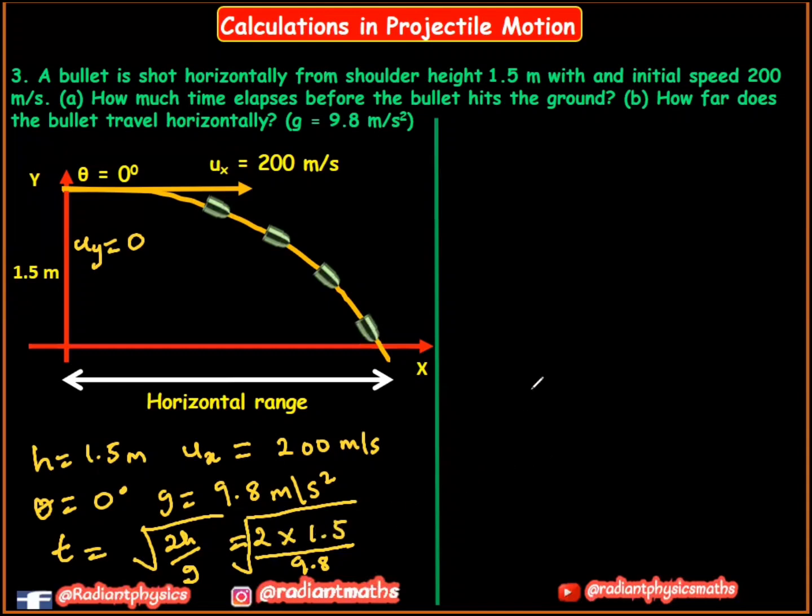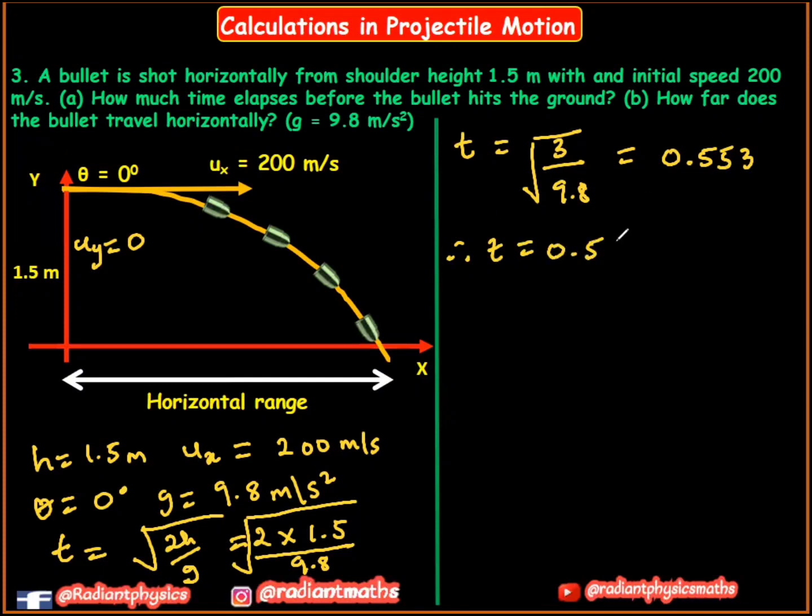Now 2 times 1.5 is 3. 3 divided by 9.8, do not forget the square root. So when we divide 3 by 9.8 and then take the square root from the calculator, we have the time, which is 0.553. Therefore, we can say the time of flight, or the time taken, is 0.553 seconds. So this is the time.